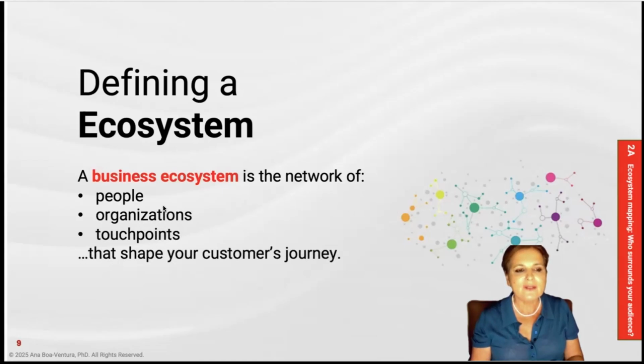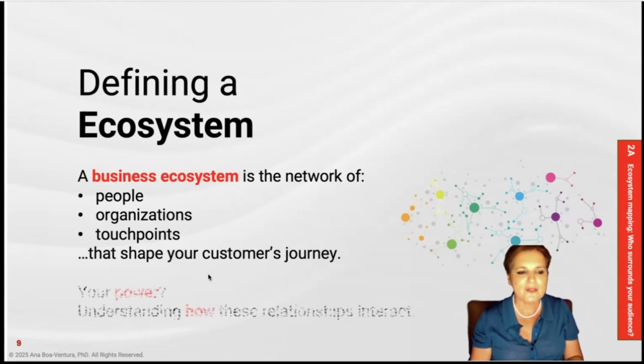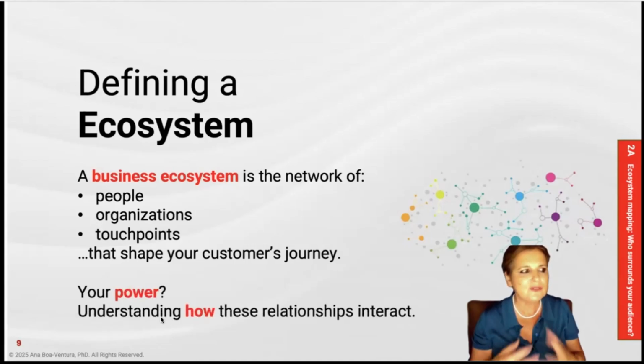And really all of these people, organizations, and touch points, they all shape your customer's journey. From that moment where they see your Google ad until the moment where they follow that landing page, land on your website, go to your shop page, and do that transaction, and then they go to Google or Yelp to say how amazing your product or your services are, right? So the business ecosystem is really the network of all these things. And your power is understanding how these relationships interact so that, of course, you can benefit your business from that knowledge. Okay, it's really important to understand what's happening there in this ecosystem.